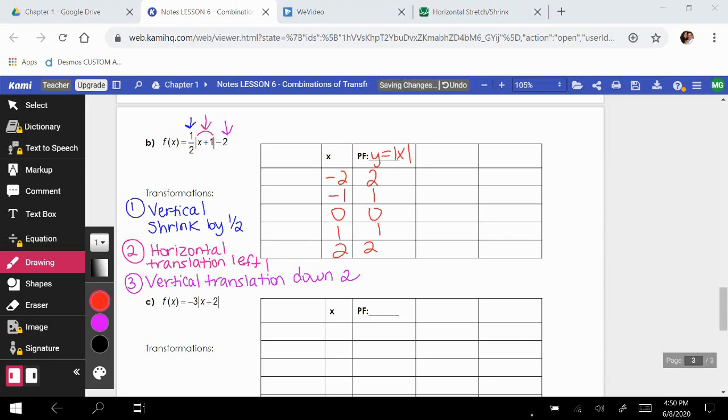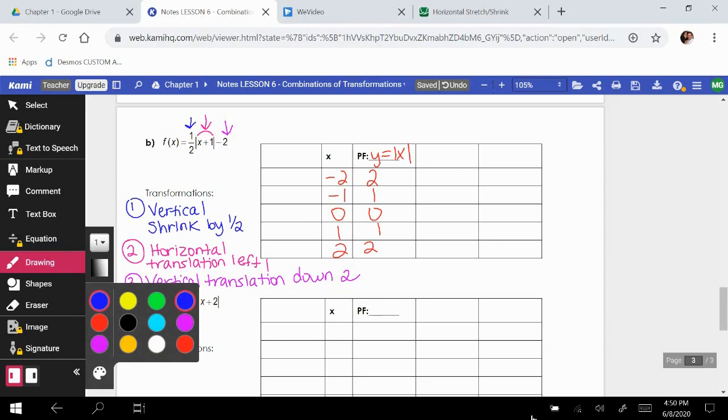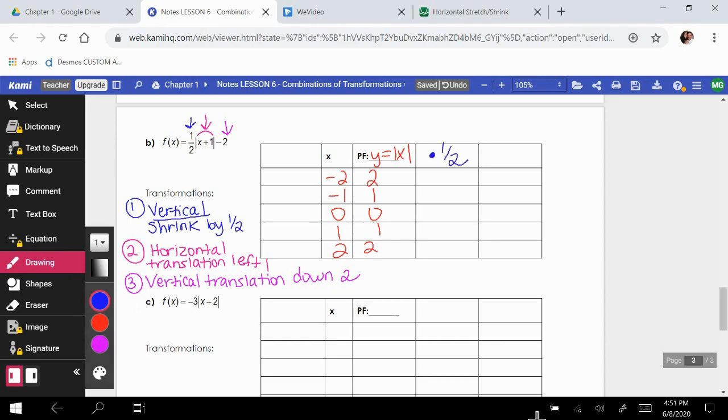Okay. And then we're going to make sure we do our transformations in the correct order. To vertically shrink by 1/2, we see the word vertical, so that's going to change our y values. I'm going to multiply by 1/2. Half of 2 is 1. 1 times 1/2 is 1/2. 0 times anything is 0. 1 times 1/2 is 1/2. And half of 2 would be 1. Okay, so that is done.